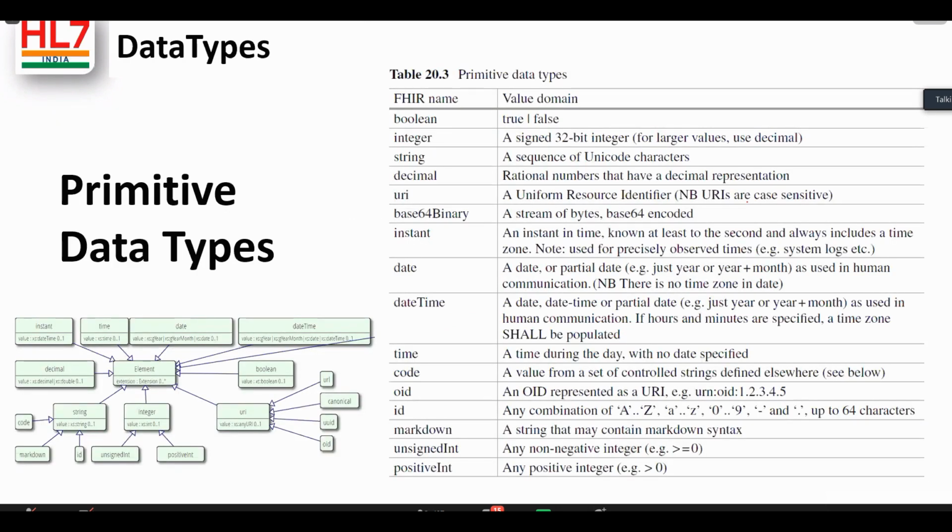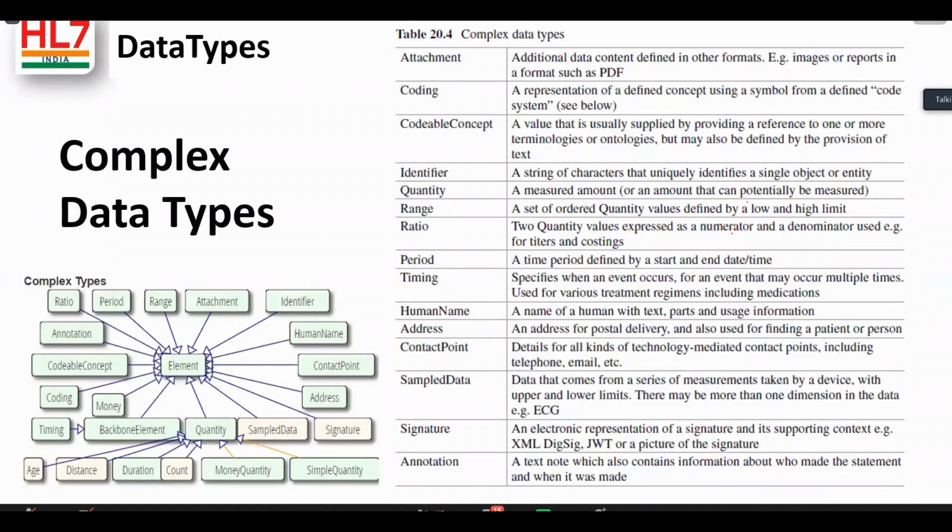Okay, data types we already covered. There are two types of data types broadly. Actually there are four, but two are more important: primitive data types and complex data types. And this is the listing of all the data types that FHIR has. And these are the complex data types. Complex data types are made up of one or more other data types, which may be complex or which may be primitive. That's how the complex data types get made, right?